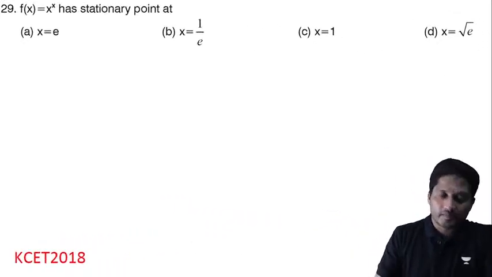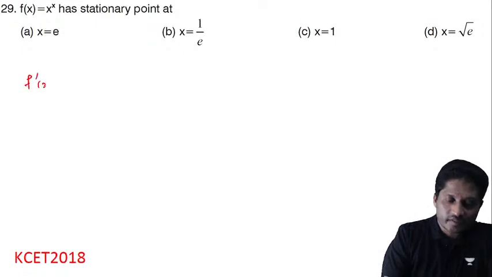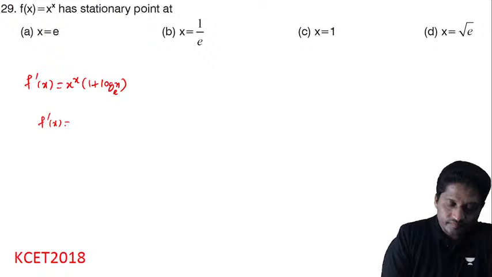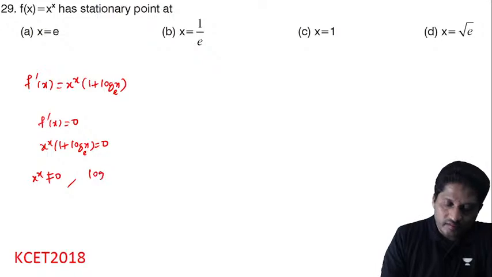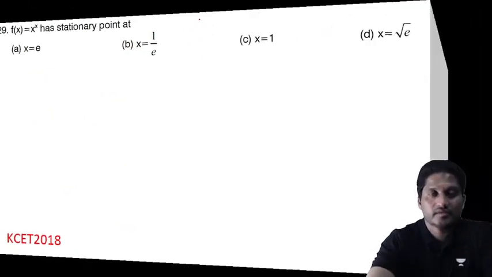f of x is equal to x power x has a stationary point. See, f dash of x is equal to x power x into 1 plus log x, right? If I equate this to 0, x power x into 1 plus log x is equal to 0. x power x cannot be 0 for any value of x. Now log x to the base e is equal to minus 1. This is e power minus 1. Thus x is equal to 1 by e. Option B.